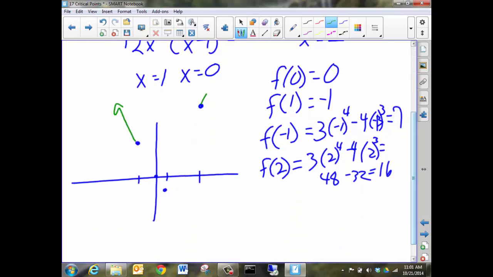So we know then that it's going up over here. We know it's going up over here, right? What else do we know? Well, it's got to come down to here. That's a low point. So what do we know is going to happen there? It's got to come back up. Is it going to go through like that? There's what our graph looks like.